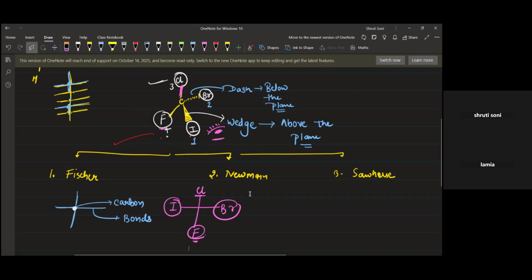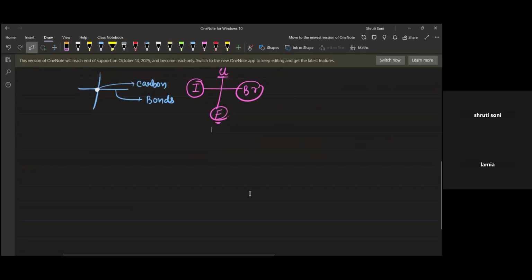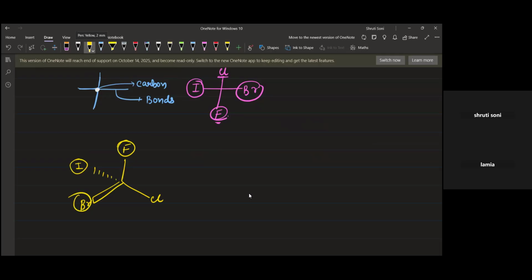Okay, let's see. I have one more example. Let's suppose here is fluorine, fluorine, bromine, iodine, and here is the carbon. Now I ask you to form a Fisher for this 3D representation. How will you draw? Firstly, you check how many carbons are there. So in total, how many carbons in this case?